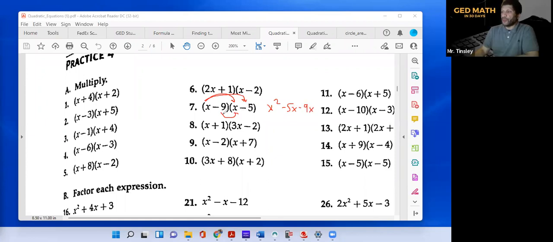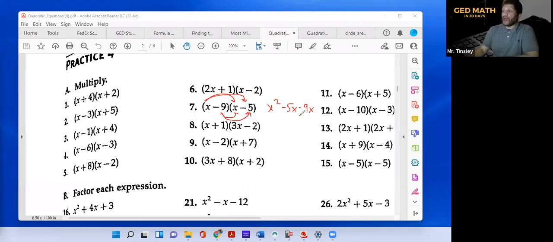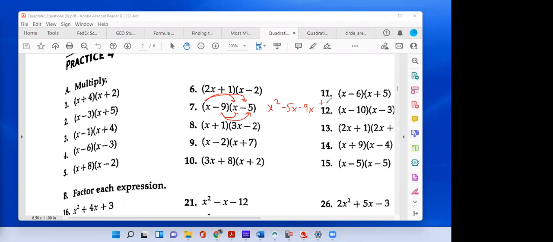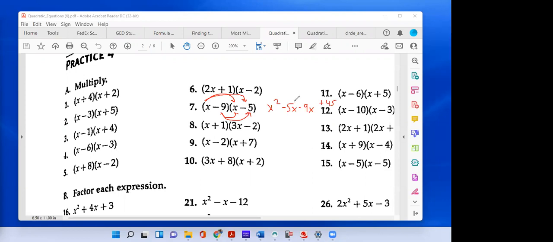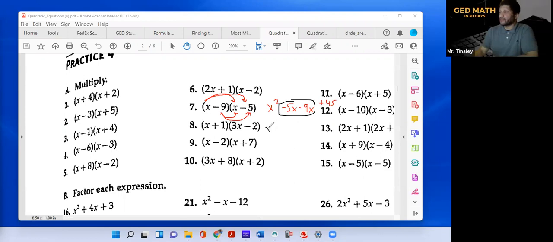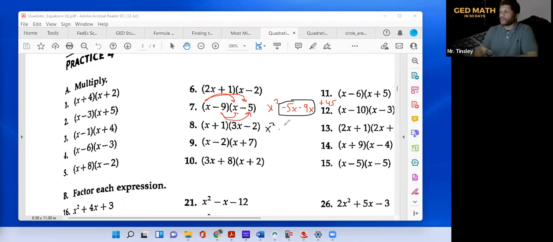And then last, I'm going to multiply what? Negative 9 by negative 5. What is negative 9 times negative 5? Positive 45. Do I have any like terms that I can combine? Yes. What is negative 5x and negative 9x? Negative 14x.